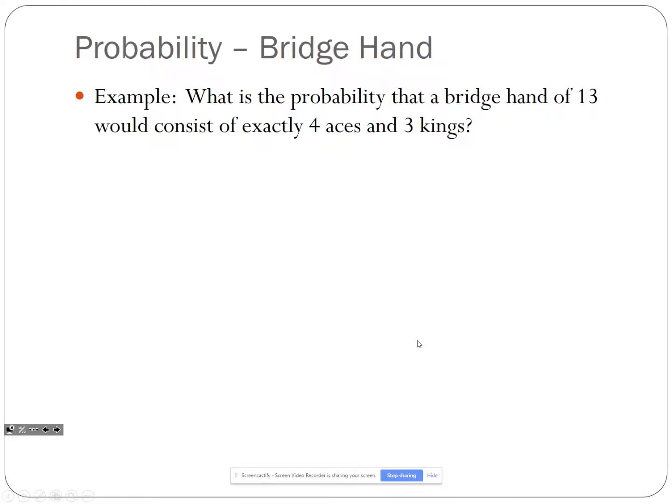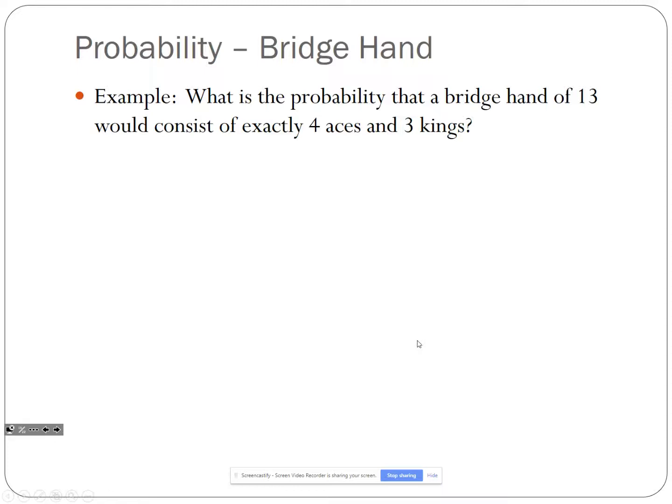Hey class, this is an example of a probability bridge hand, and I have to give you a little insight. This problem is probably one of the most missed exam problems and homework problems from this chapter. So I thought, why don't I work it out?